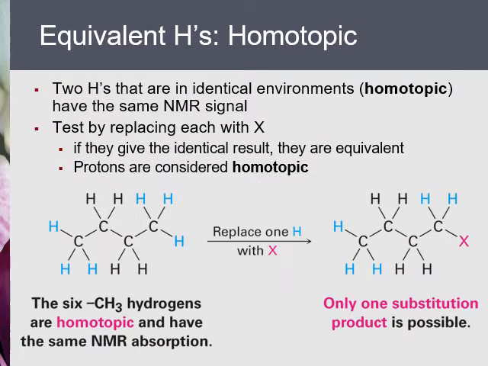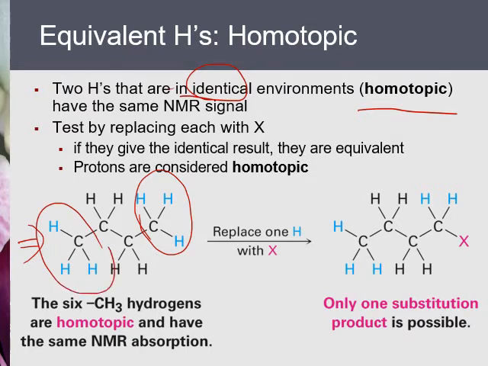When two hydrogens are in identical environments, they will give the same NMR signal, and they are called homotopic. Let's take this molecule as an example. Our intuition tells us that these three hydrogens should be in the same environment, and these three are also in the same environment, so they are equivalent. In fact, all these 6 hydrogens are equivalent, and they should give the same NMR signal, so only one signal for all 6 hydrogens.